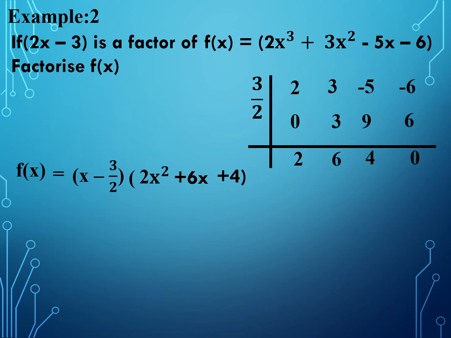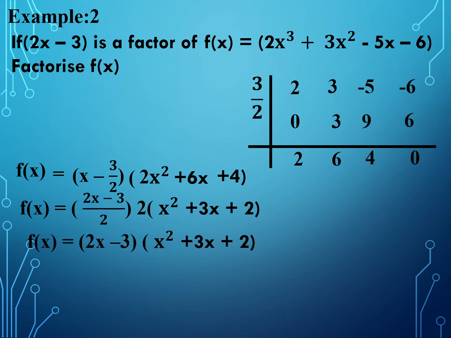Now what will we do? We will simplify the first bracket by taking LCM, and in the second bracket we can see that 2 is common. Let us do this. So here if we take LCM, we will get 2x minus 3 upon 2. In the second bracket, if I take 2 common, I will get inside x square plus 3x plus 2. Now this 2 and this 2 will get cancelled. So after that cancellation, this is what we get. f(x) is equal to 2x minus 3, x square plus 3x plus 2.